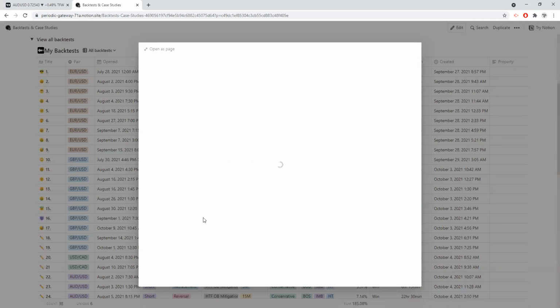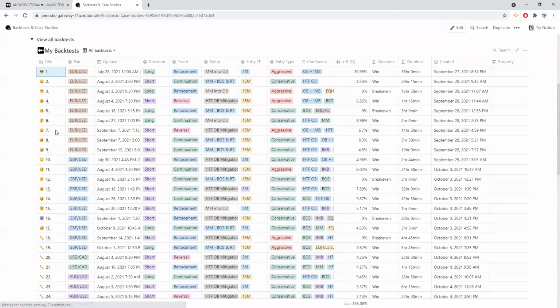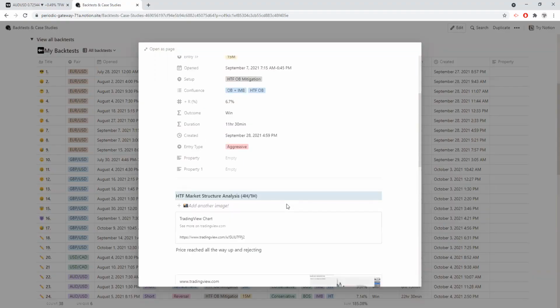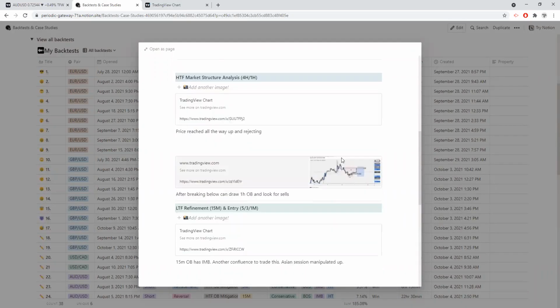Trade 7. Okay, why doesn't it load? Come on, internet. I hope my internet doesn't go bad again. Okay, there we go.